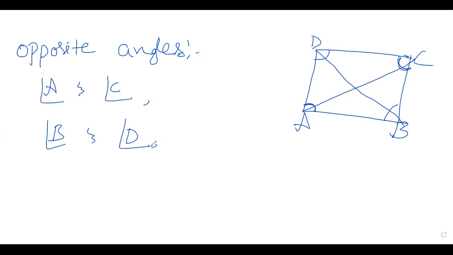These are opposite angles. There are two pairs. Four angles, two pairs of opposite angles. What are opposite angles? Two angles that do not have a common arm, we say.